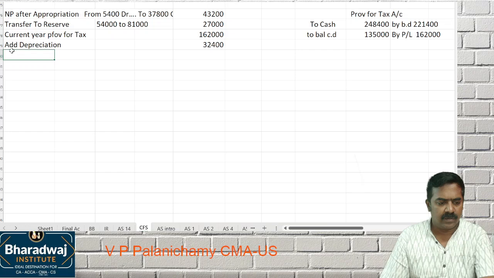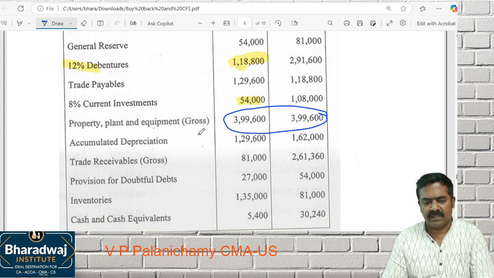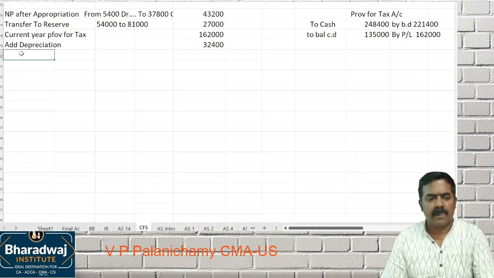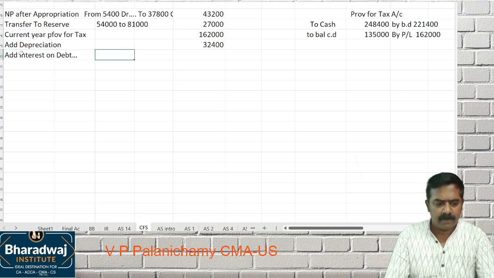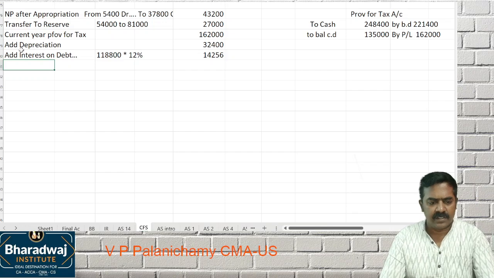Then what is the next one? Investment purchased will come in which activity? That we will provide. Let us add back which one? Let us add back interest on debentures. What is the opening balance? Into how much? 14 to 56.